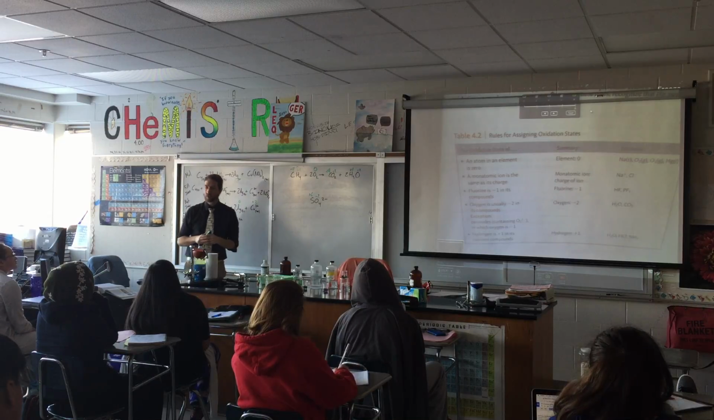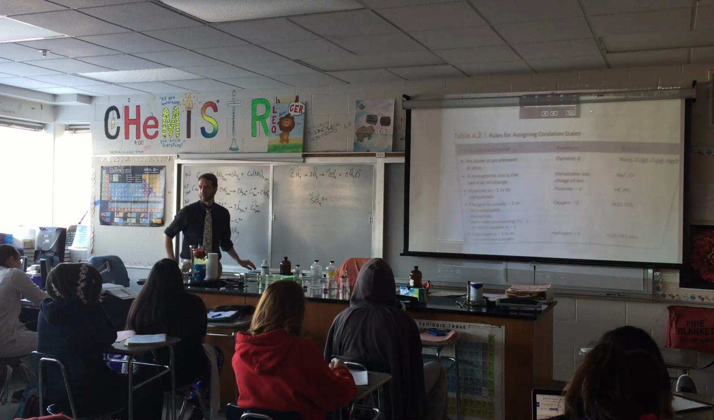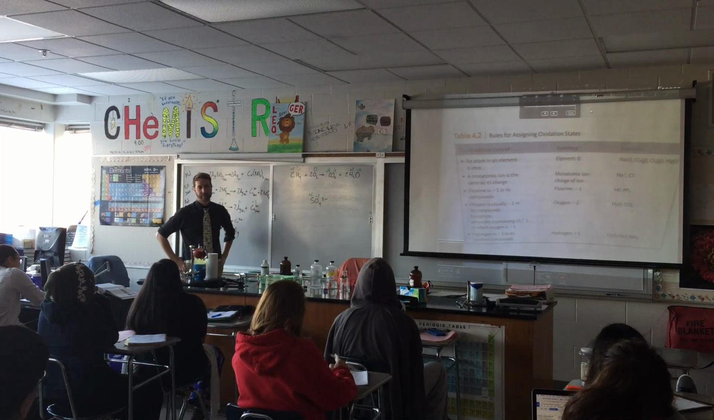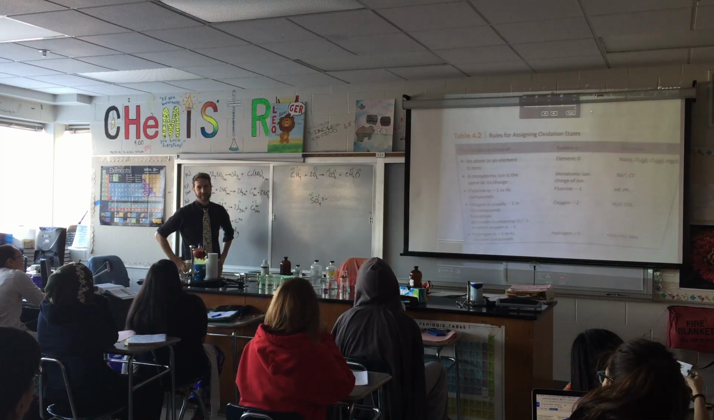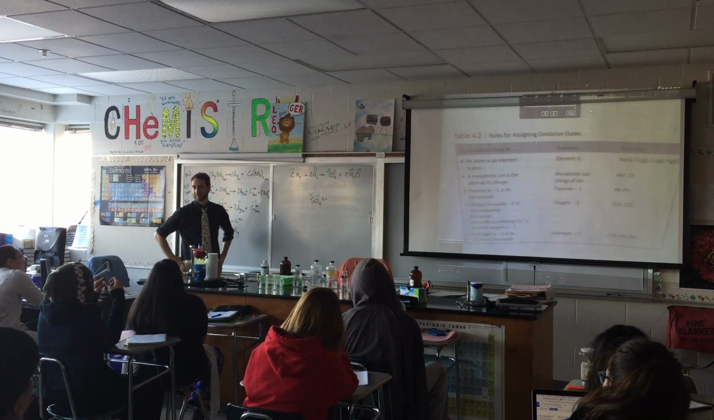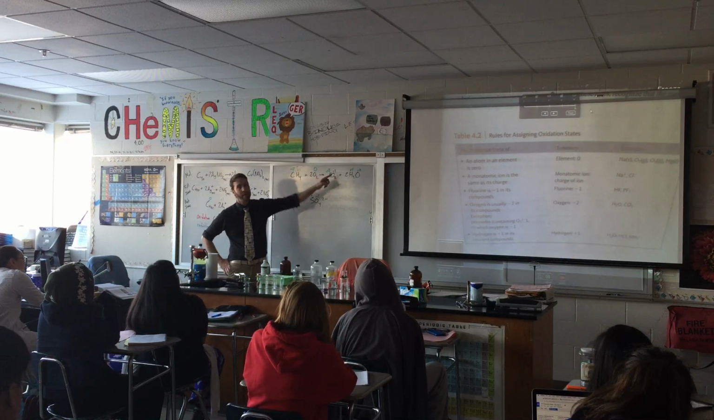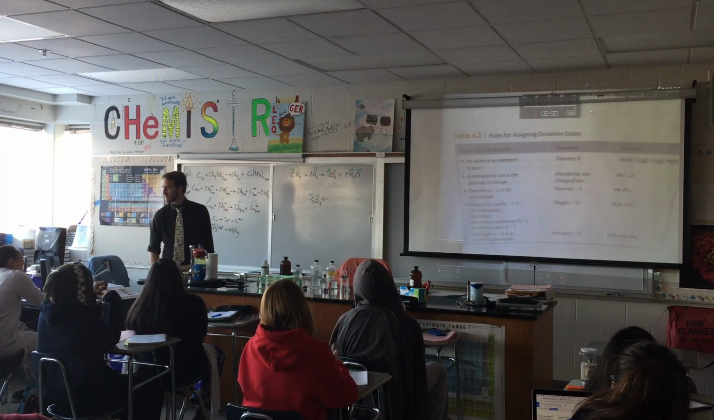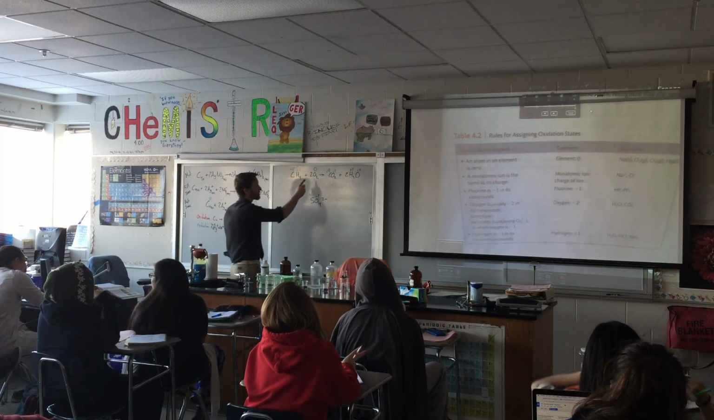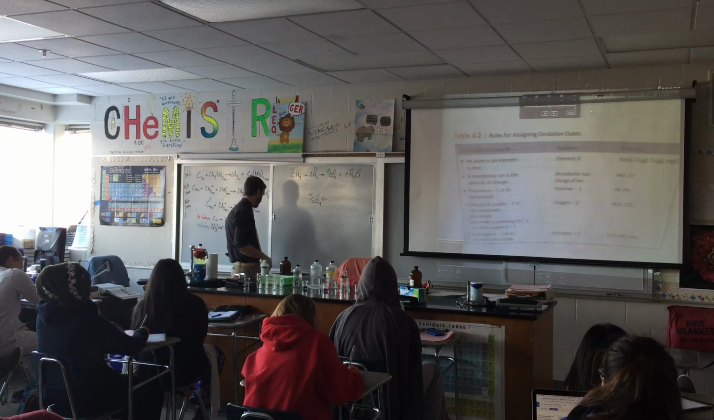Okay, so now the question is, what element was oxidized and what element was reduced? Oxygen was oxidized. Carbon was oxidized. Wait. Oh, my bad, yeah. Oxygen was reduced. And carbon was oxidized. Oxygen went from a 0 to a -2. What did it do? Gained electrons. Reduction. Oxygen underwent the process of reduction. And carbon underwent oxidation.